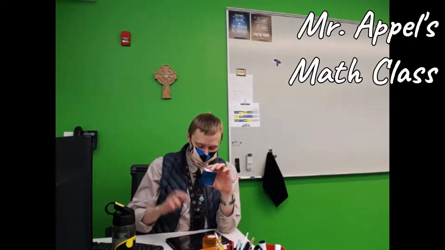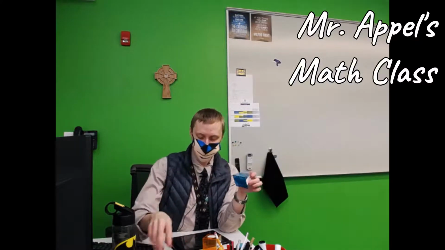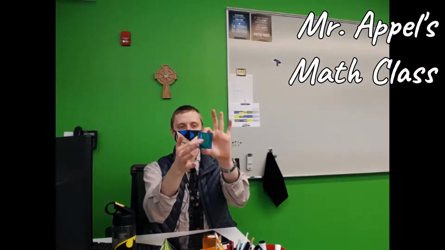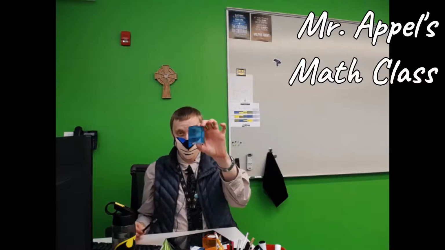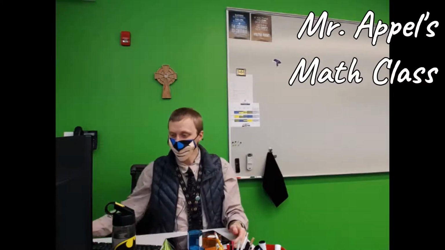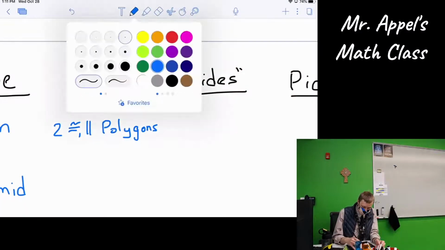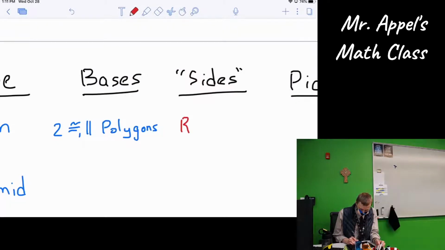And then the sides, quote unquote, I put that in quotes because, well, sides is going to make a lot less sense when we get to cones. But the other sides, if here are the bases, these other sides, every time, are going to be all rectangles here. Okay? All rectangles in the prisms. So, two congruent parallel polygons for our bases. And rectangles for the sides.